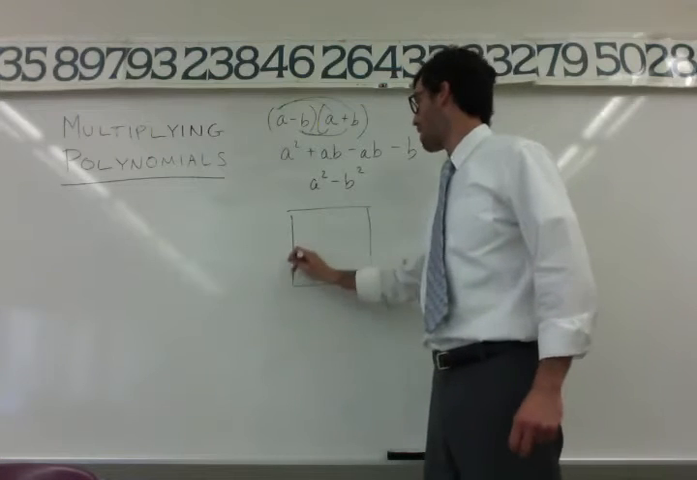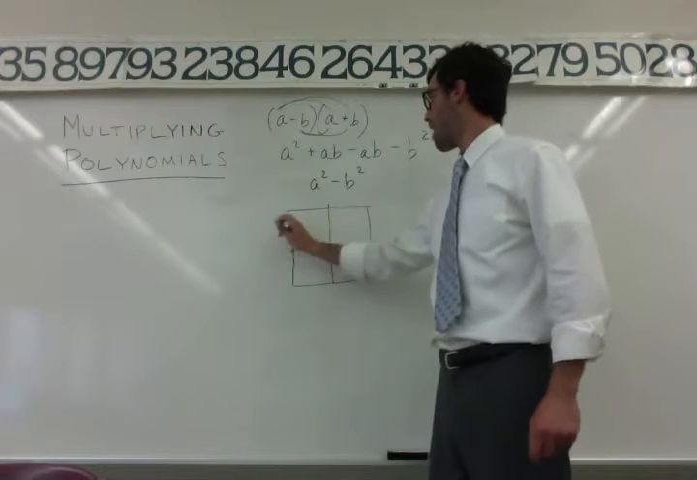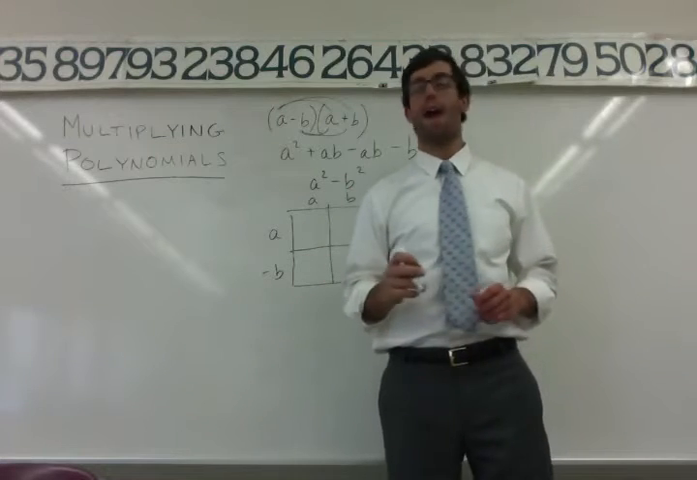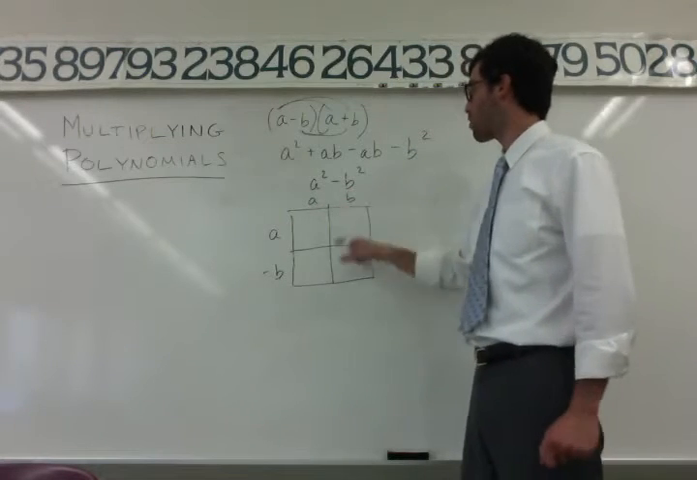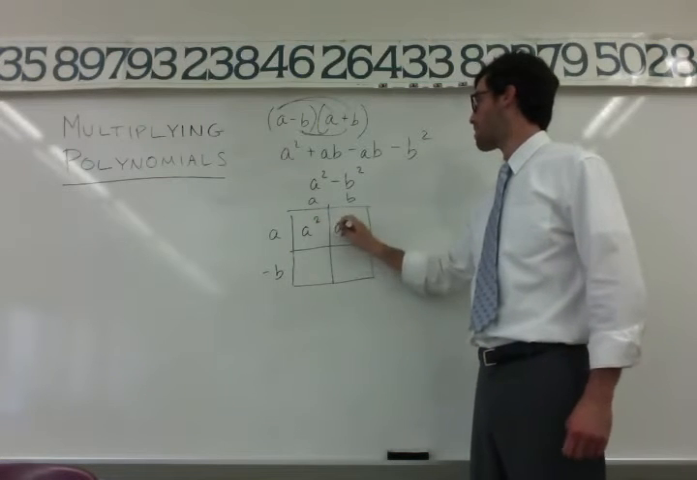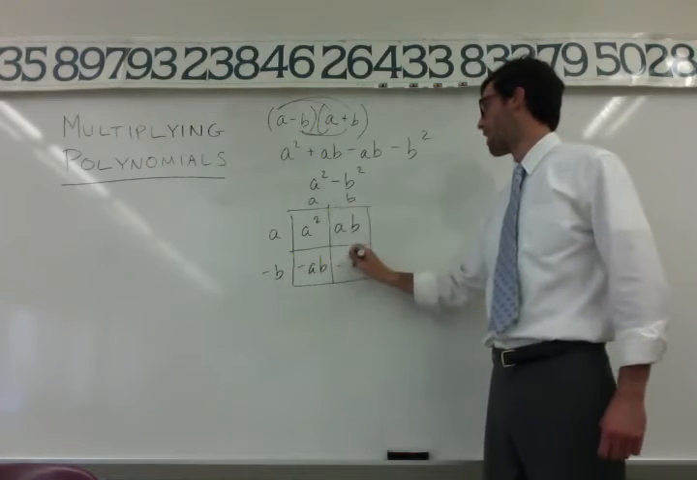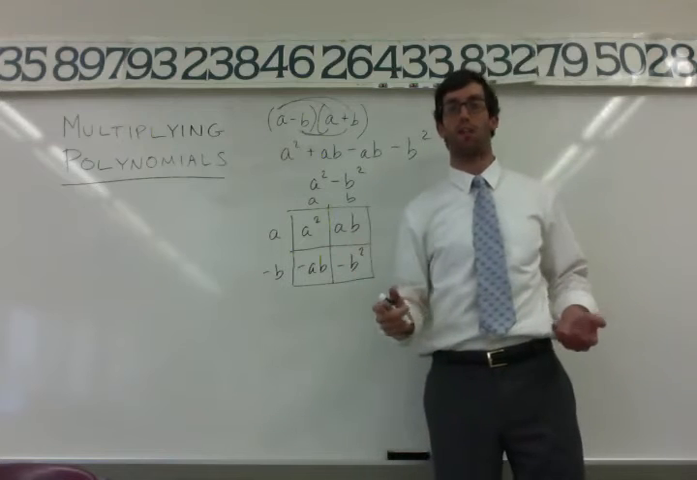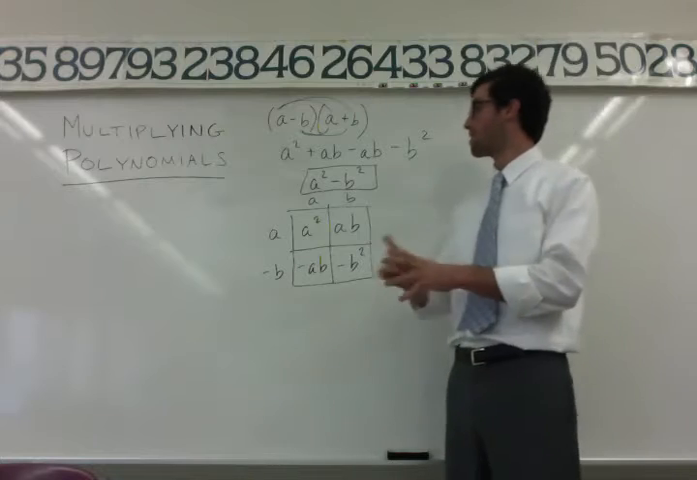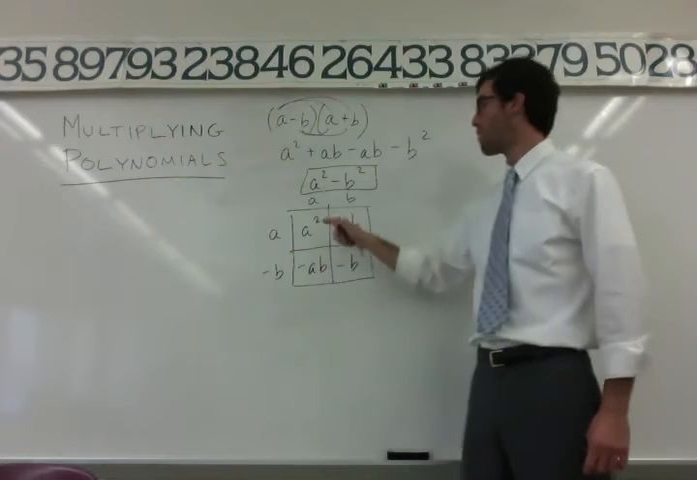Another way you might have seen this is set up in a square, right? Like to multiply a minus b times a plus b, you have an a and a negative b, and then an a and a positive b. And we multiply each pair of terms and put the product in each box. A times a is a squared, a times b is ab, negative b times a is negative ab, negative b times b is negative b squared, and then we collect any like terms. But we still write our answer like this. So whether you organize it in some kind of a box or you just use the FOIL method like I use, it doesn't matter. You still write your answer in this way.